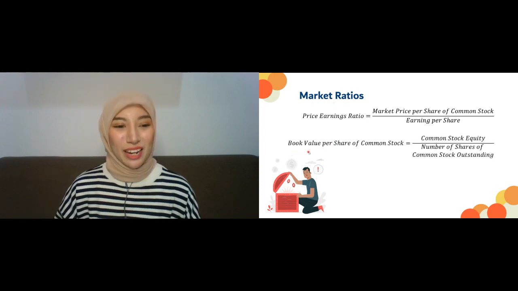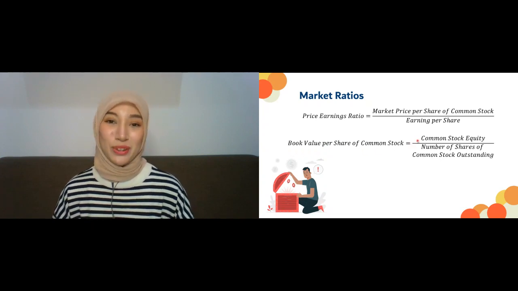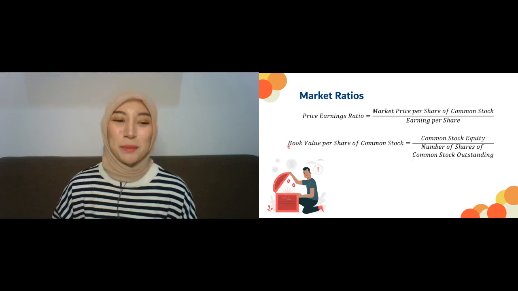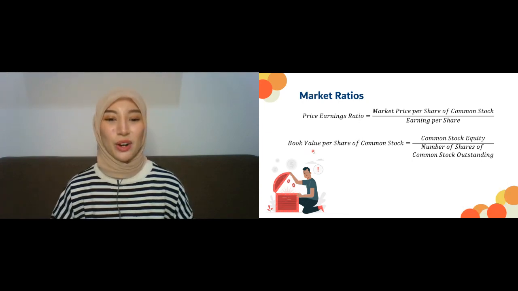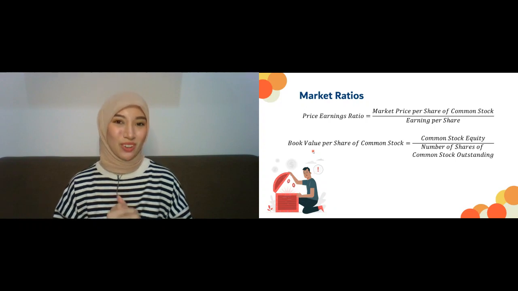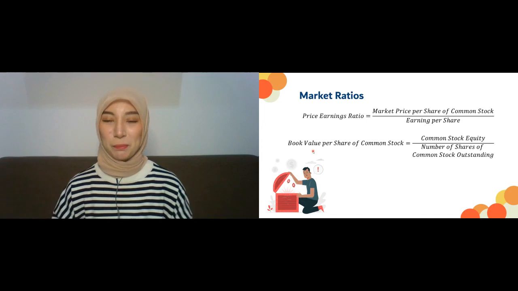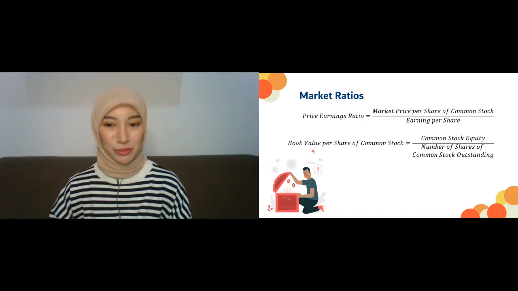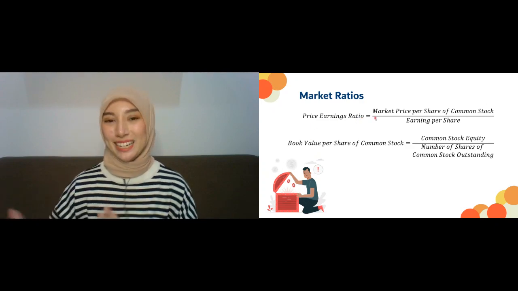And the last one here we have book value per share of common stock, which is calculated by dividing common stock equity by the number of shares of common stock outstanding. The book value here is really showing you an accounting value, the exact value of the firm's stock itself. So it is from the perspective of the report using the financial statements of the firm, while the price earnings ratio shows you the market insight.